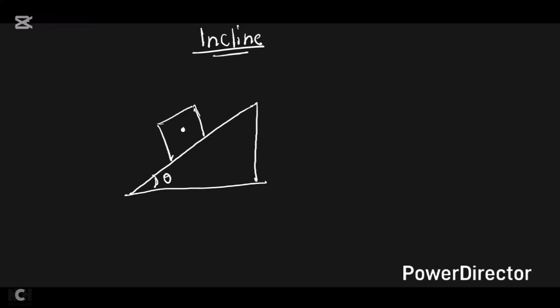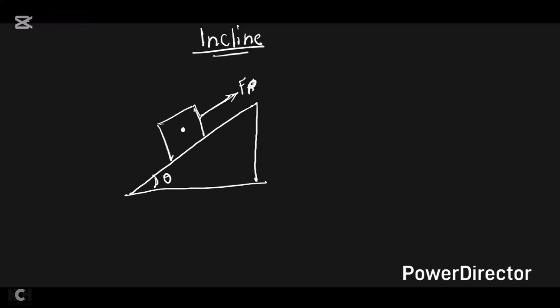If you have this situation, it also depends: are we pulling this object at an angle, or are we not pulling this object at an angle? If you're pulling this object at an angle, it will be something else. But let's start with something where we're not pulling this object at an angle. We're just pulling this object horizontally, with Fp. It's not at an angle.